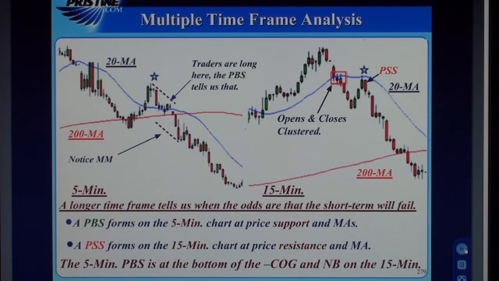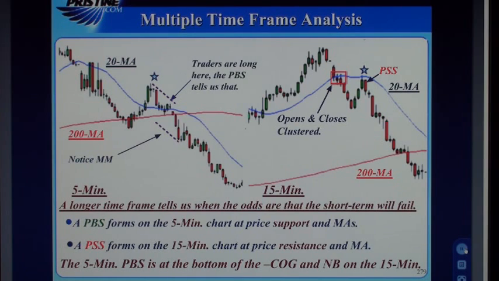And you see that PBS is forming right at the bottom of the bearish changing of the guard and that narrow body on the 15-minute. Other things that are not attractive about this 5-minute PBS, regardless of the 15-minute chart, is that it began to the downside with a bearish wide range bar. So strong momentum to the downside. Although it stopped at the 200 MA and support, it is not a PBS that we would want to take.